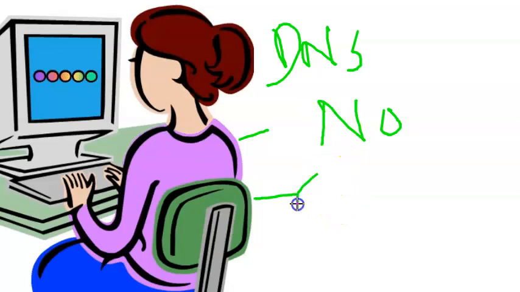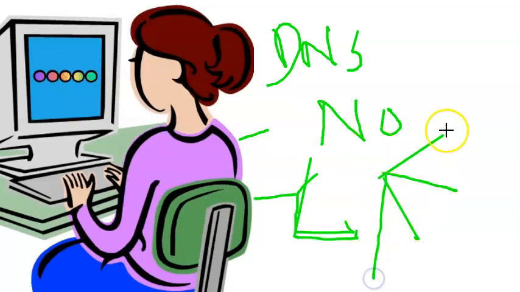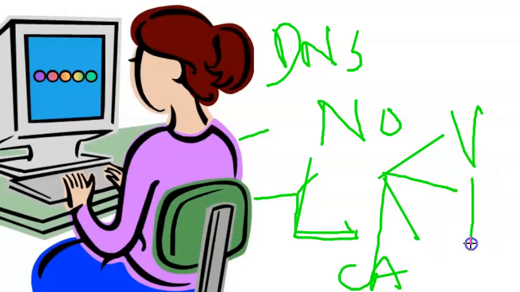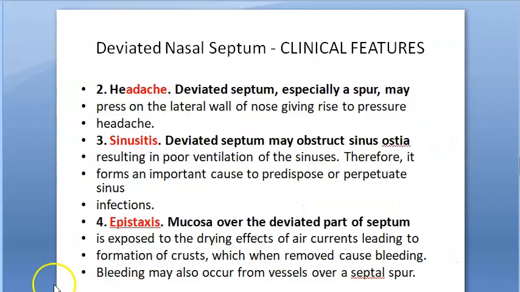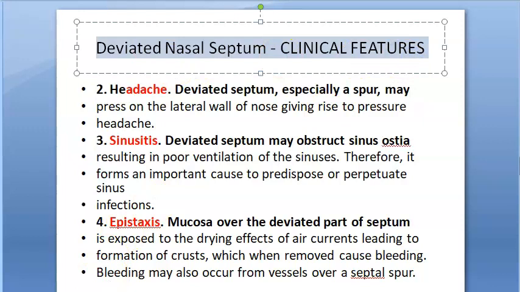And what else we saw? Location. Based on location, you have to be careful about the location. It could be vestibular, it could be choanal, it could be valve, it could be attic, it could be turbinate. Yes, all these it could be. Then let's move on to the next clinical features.